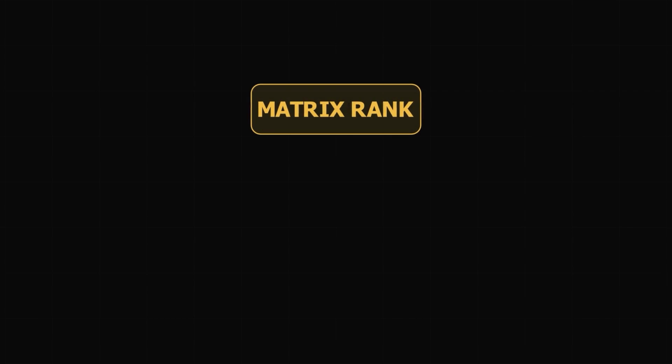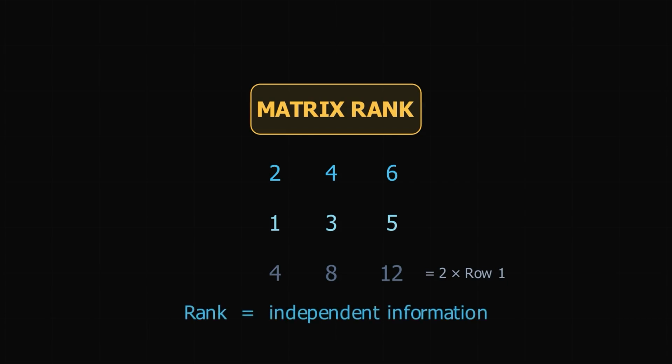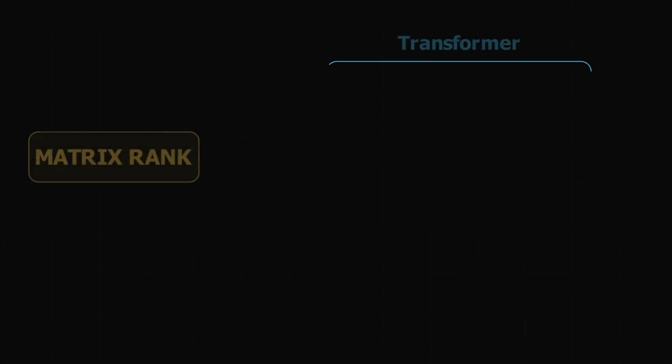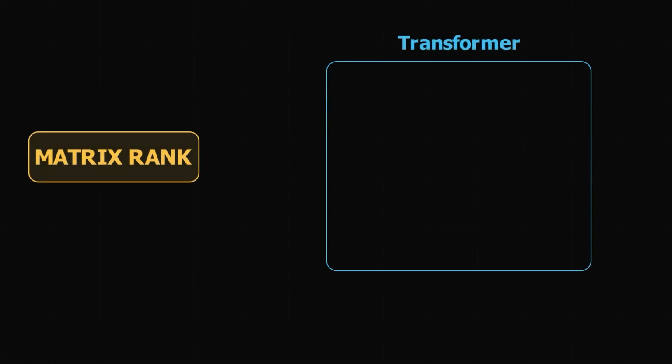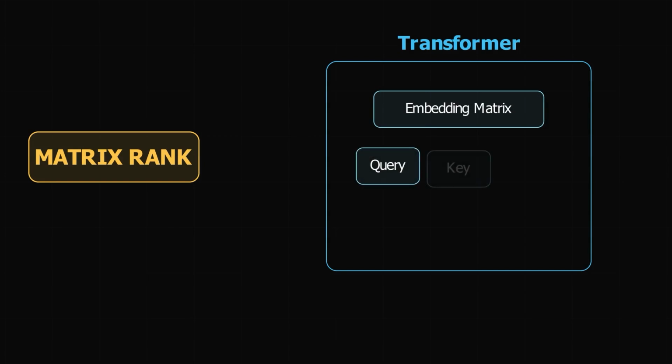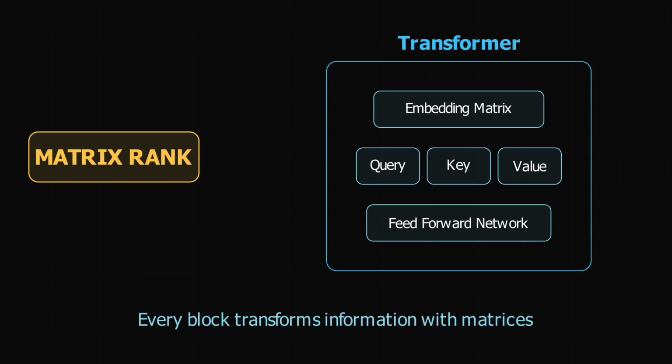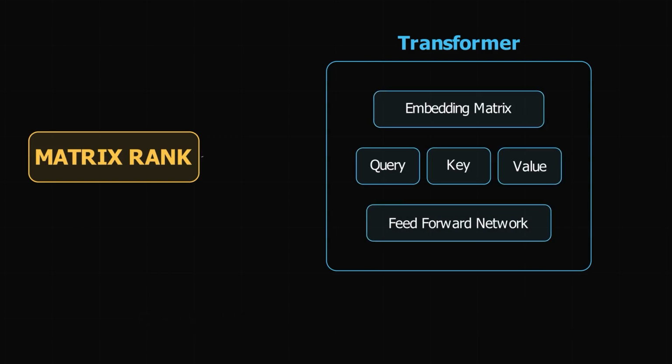So now we know what matrix rank really means. It tells us how much independent information a matrix contains. But why should someone learning transformers care about this? Because almost every important computation inside a transformer is performed using matrices: the embedding matrix, the query matrix, the key matrix, the value matrix, the feed forward network. They all transform information using matrices. And once you understand matrix rank, many advanced transformer concepts become much easier to understand. Let me show you exactly where.